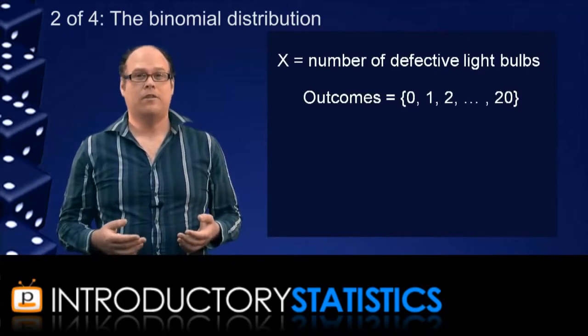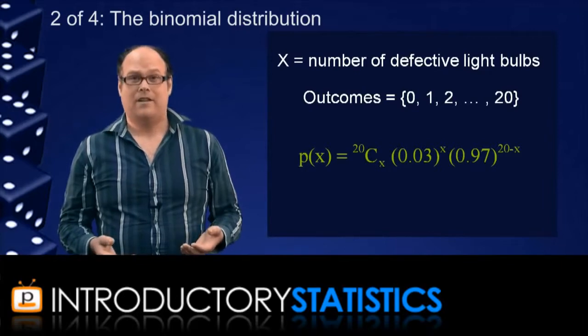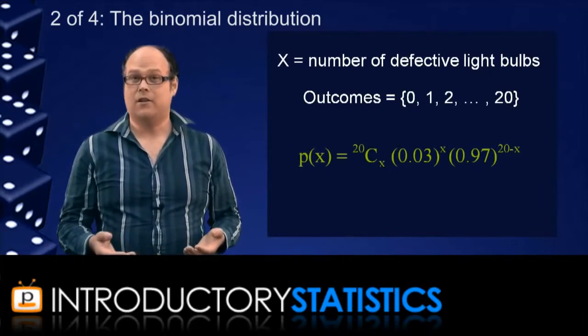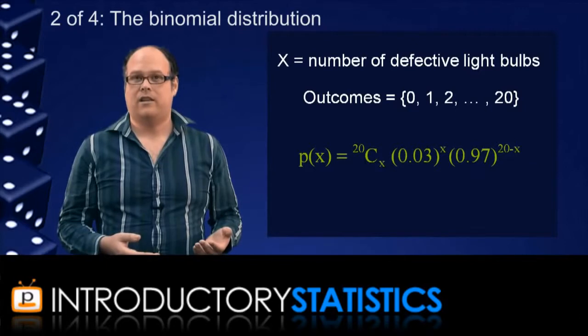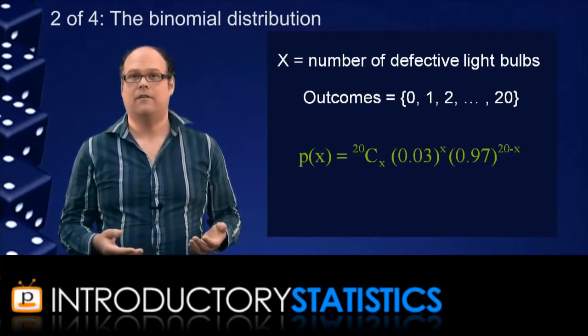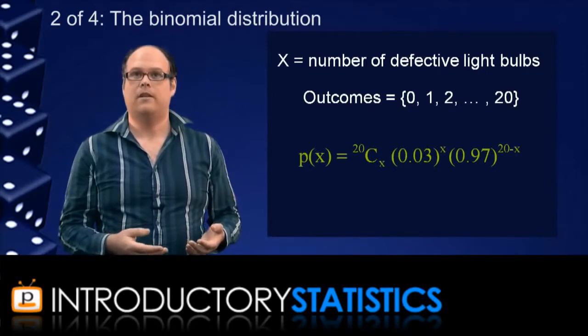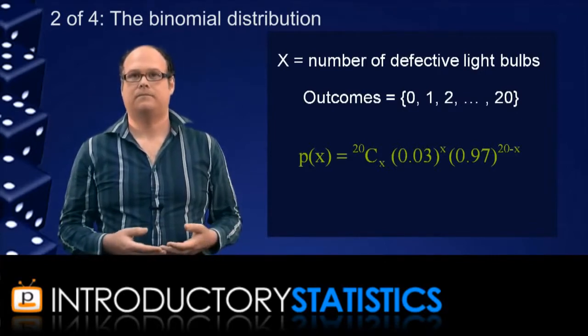And the binomial distribution for x is given by this formula. The x in that formula is the number of defectives, and the formula itself, P of x, is the probability that the number of defective light bulbs is x. You can plug in any whole number for x from 0 up to 20. This formula will tell you the probability that there are that many defectives.